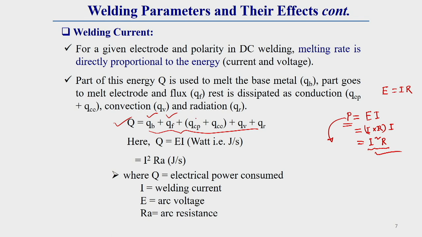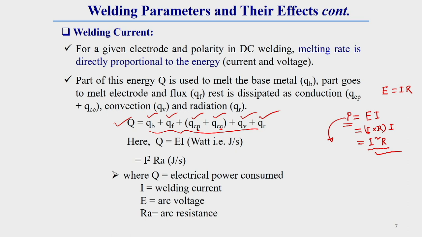And this Qcp and Qce represent the heat conduction in the plate and the heat conduction in the electrode. P represents the plate and E represents the electrode. So some heat is conducted to the electrode, some heat is conducted to the plate. And what are this Qv and Qr? Qv represents the convection heat transfer rate, and Qr represents the rate of radiation heat transfer.